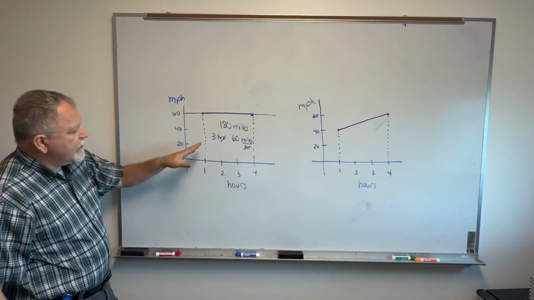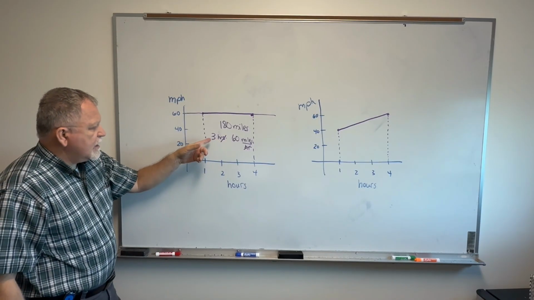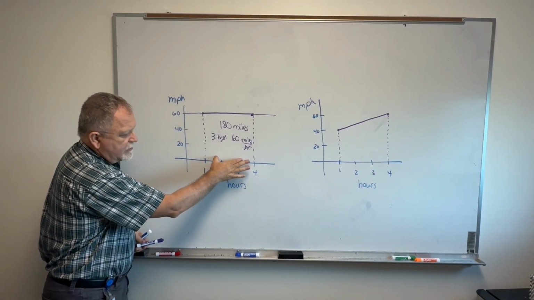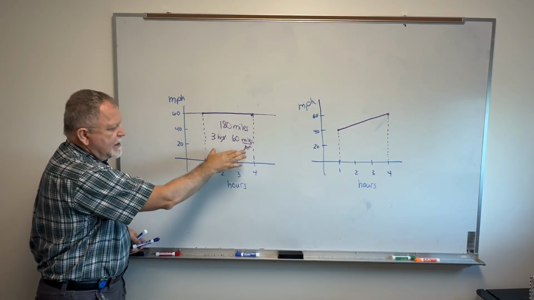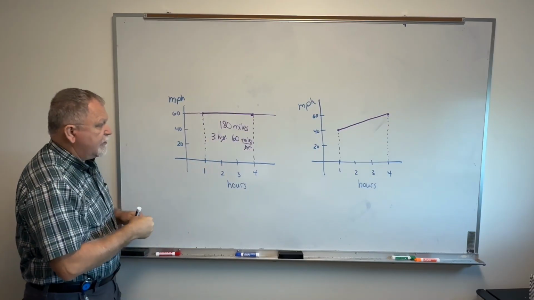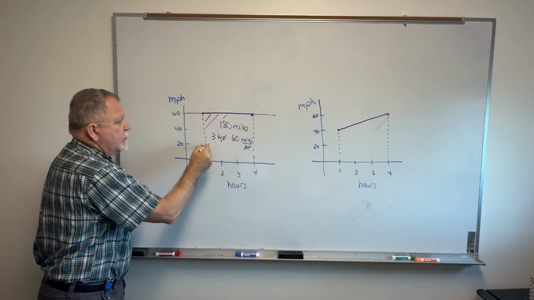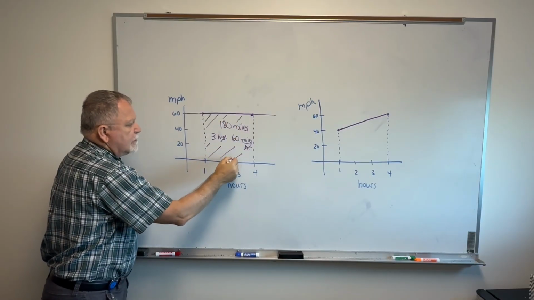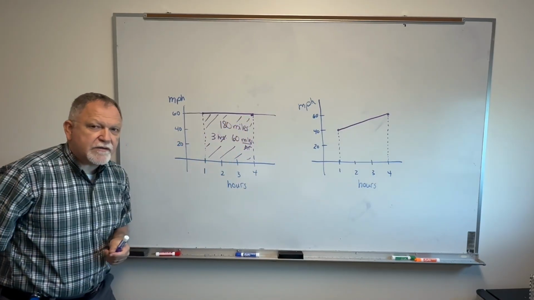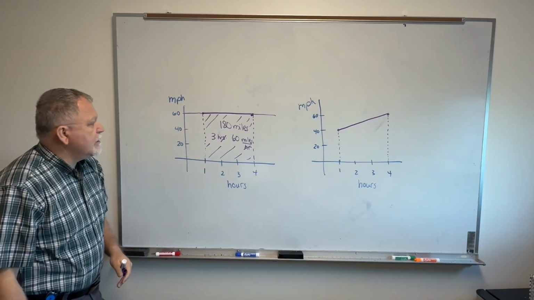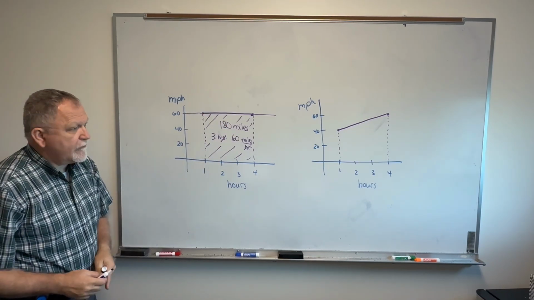Notice that this calculation of 3 times 60 is the horizontal distance here times the vertical distance. That is, the area of this rectangle in here represents our miles traveled. So that's a really interesting connection between the geometry, the rectangle here, and the overall distance traveled.